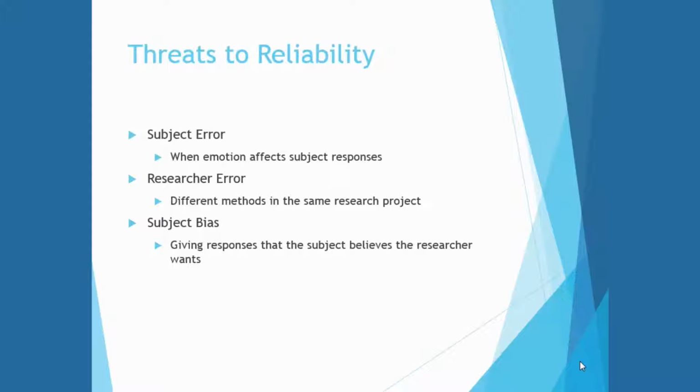Okay. Researcher error, basically different methods in the same research project. Again, you fail to consistently perform the same thing over and over again. And then just pure subject error, because emotion affects the subject responses. So if they're in a good mood or a bad mood, you hate to let that happen, but that's human nature and it's part of the business.